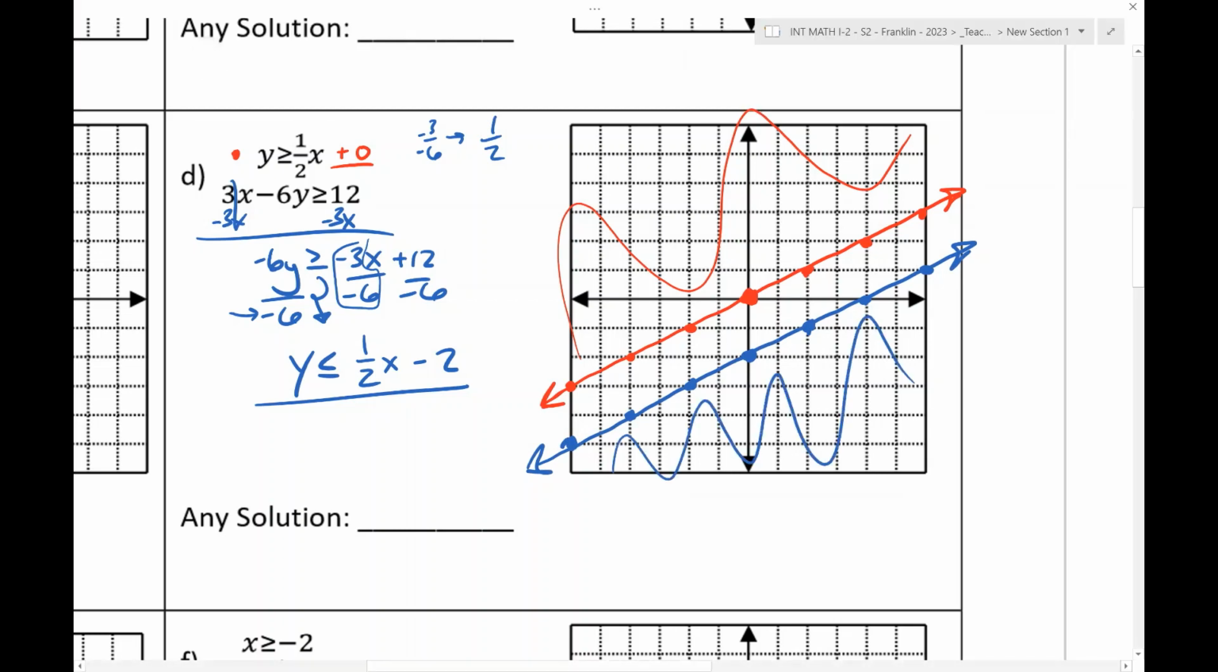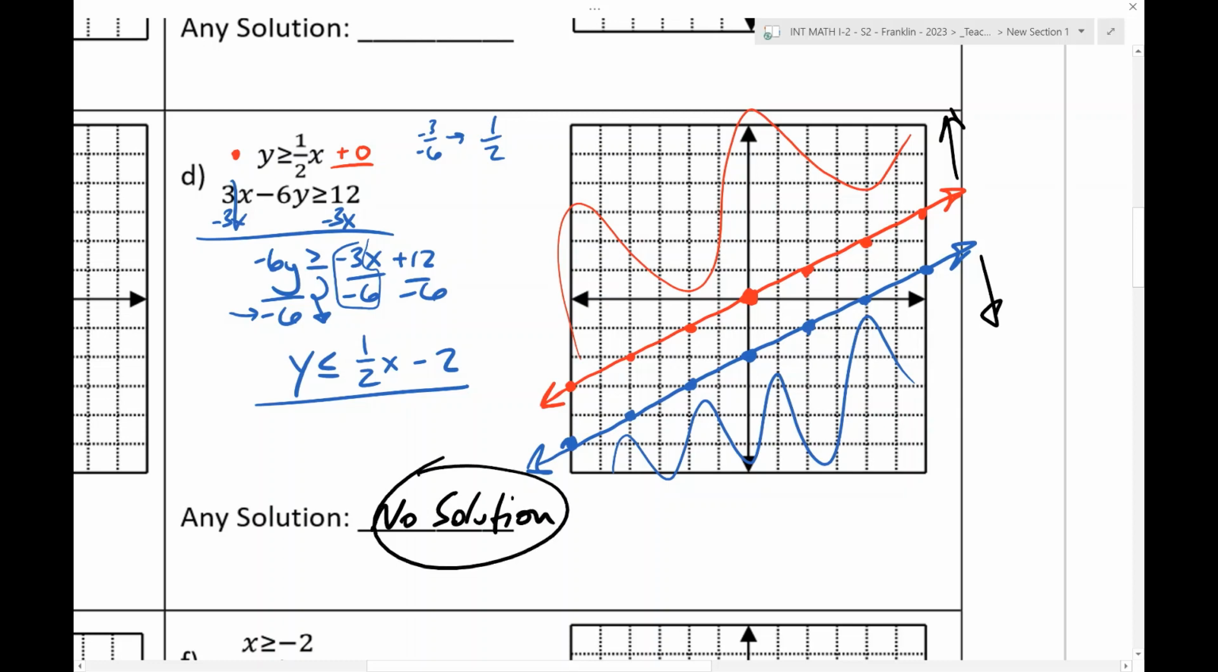Now here's what you have to consider. We're looking for a shaded region where these two inequalities overlap. And in this case, they don't overlap. The red line is shaded above and the blue line is shaded below. So there is no region where these two areas overlap. So there is no solution here.